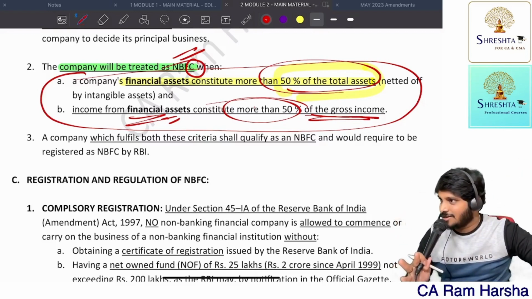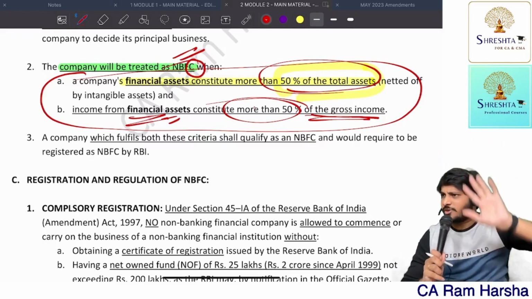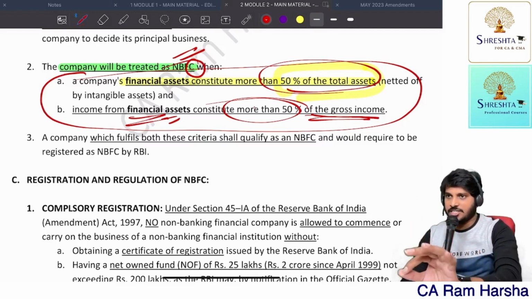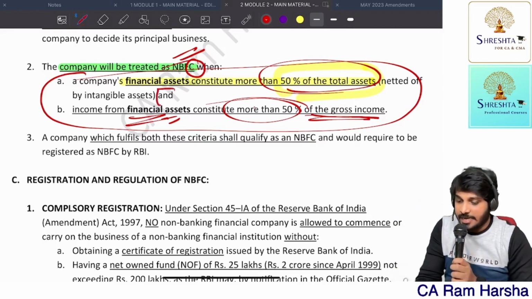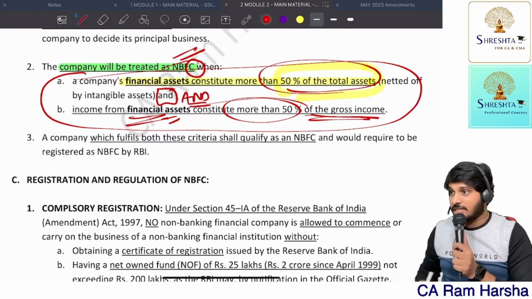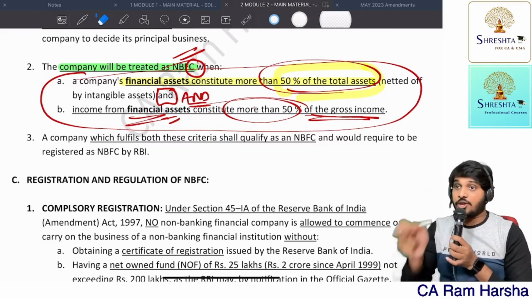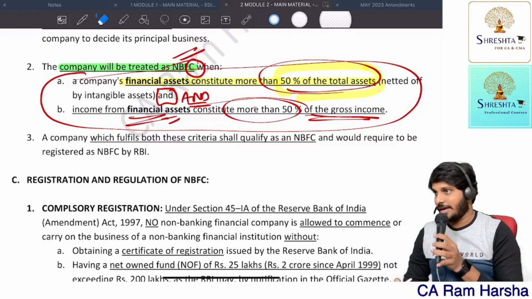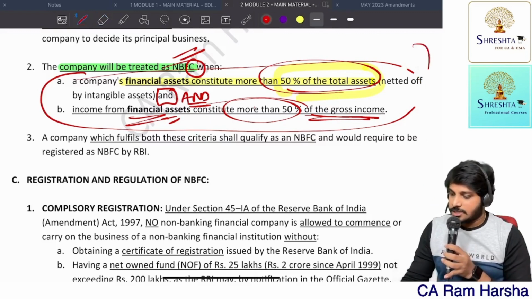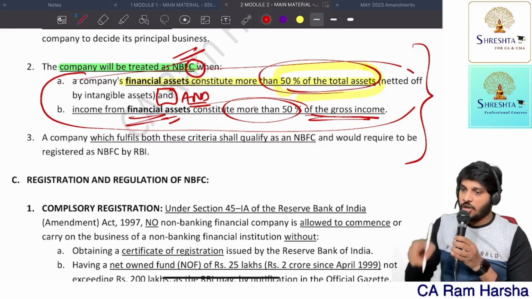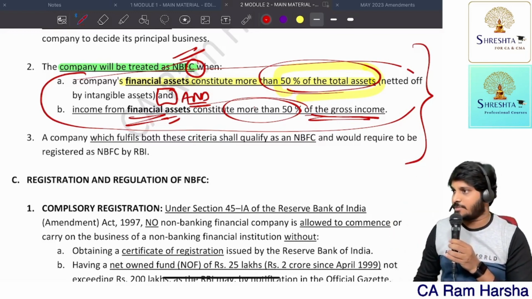Understood? Initially, if you apply to any business, Reliance or any company, check this parameter. If more than 50% of the total assets are financial assets and more than 50% of the total income is income from financial assets, both conditions should be satisfied. If both conditions are satisfied, you are doing NBFC activity. You cannot do that activity without registration from RBI. If you want to do this kind of business, where your business comes under both these parameters, you are an NBFC, and you have to register compulsorily with RBI.